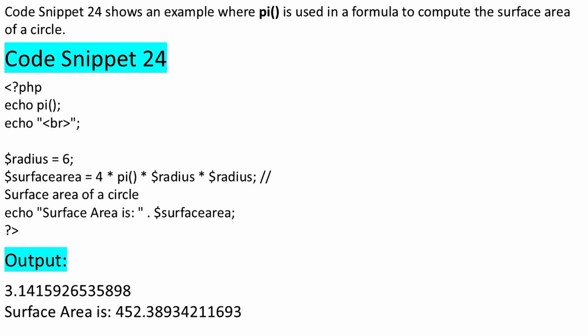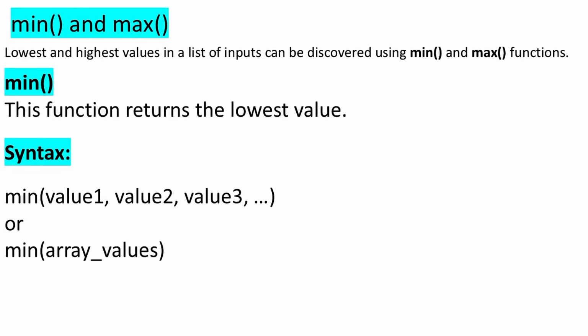452.38934211693. This example clearly shows how the pi function in PHP can be used not just for simple output, but also as part of a real mathematical formula, making it extremely useful for geometry, physics, or engineering-related calculations within your PHP projects.